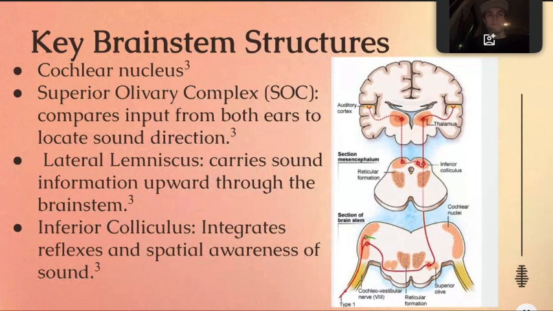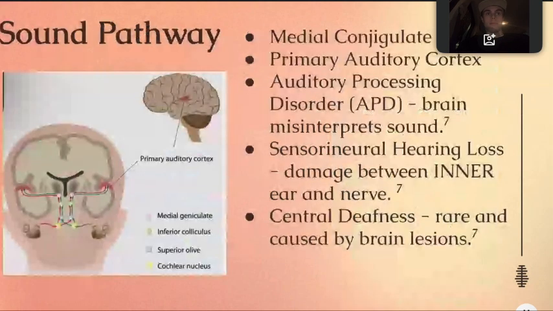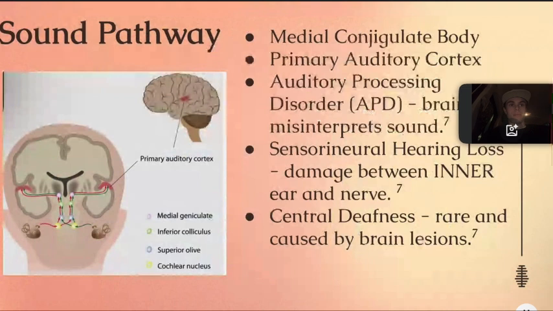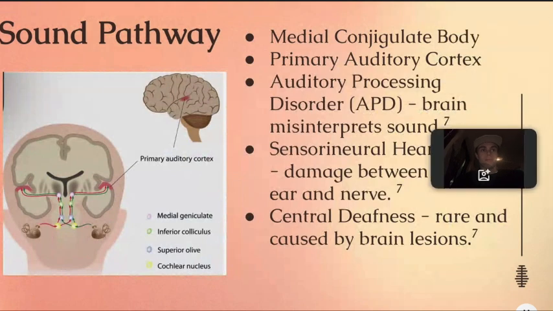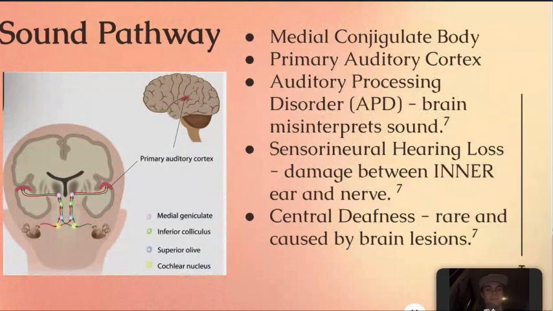Finally, after leaving the brainstem, sound information reaches the medial geniculate body, which acts as a relay station in the thalamus. From there, it travels to the primary auditory cortex in the temporal lobe, the area that lets us recognize speech, pitch, and rhythm.